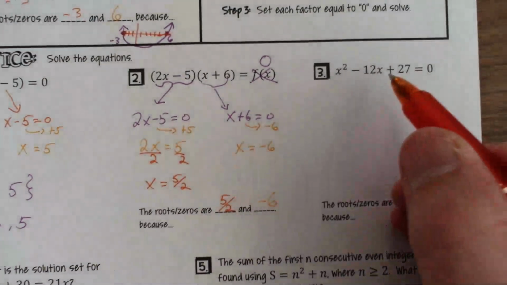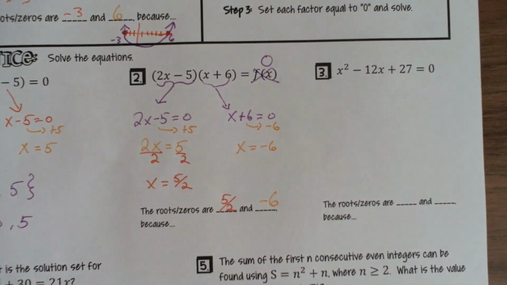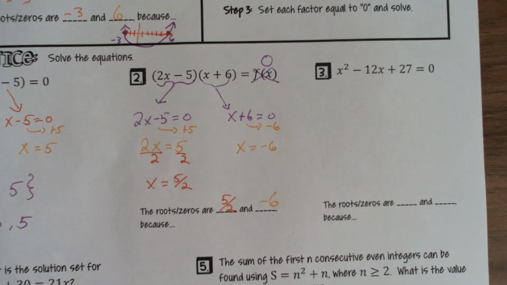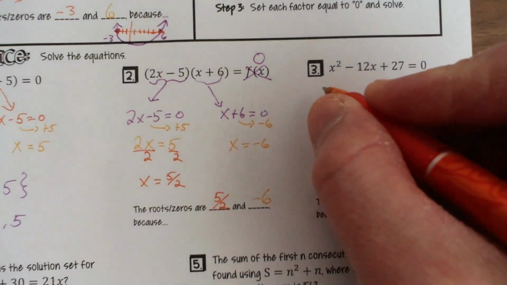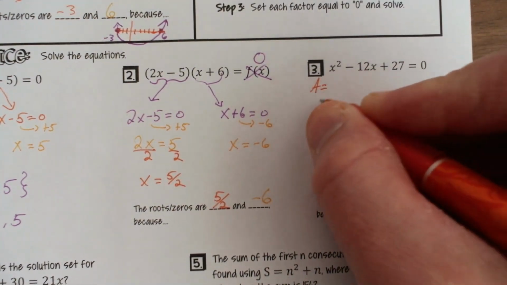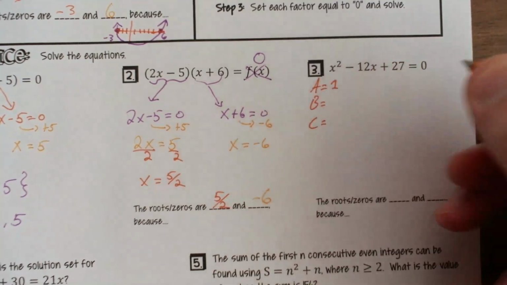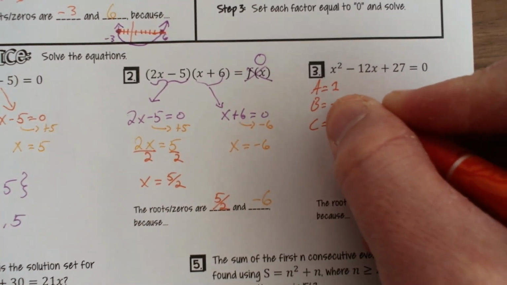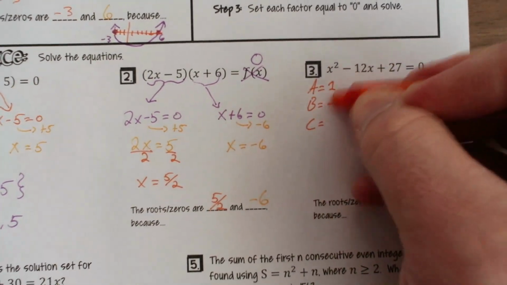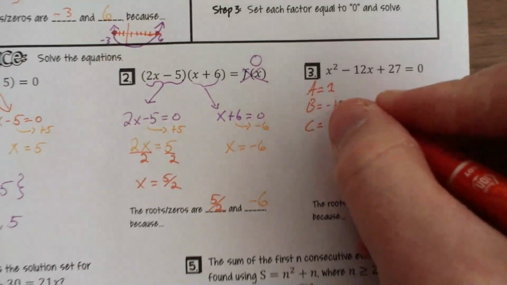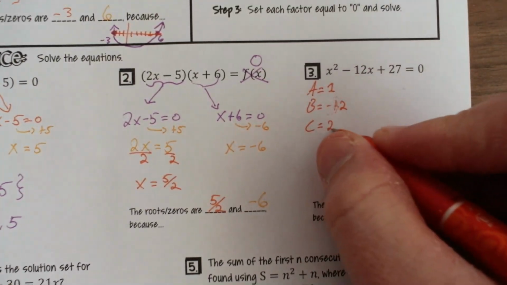Now, if you look at problem number 3, it first starts off that it's not in factored form. So now we have to go back to unit 6B and we remember factoring A, B, C. My A value here is 1. My B value is negative 12. And my C value is 27.